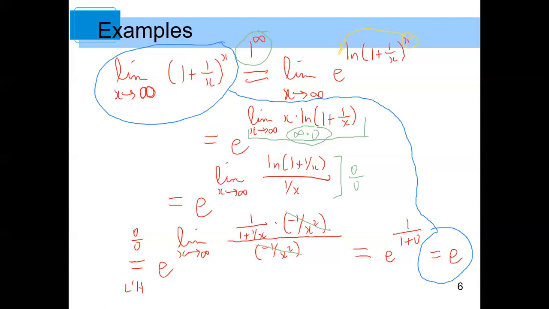Okay? So this is an example of how one can actually turn an indeterminate form into the L'Hopital form by utilizing exponentials and logarithms to our advantage. Okay? Questions on that?